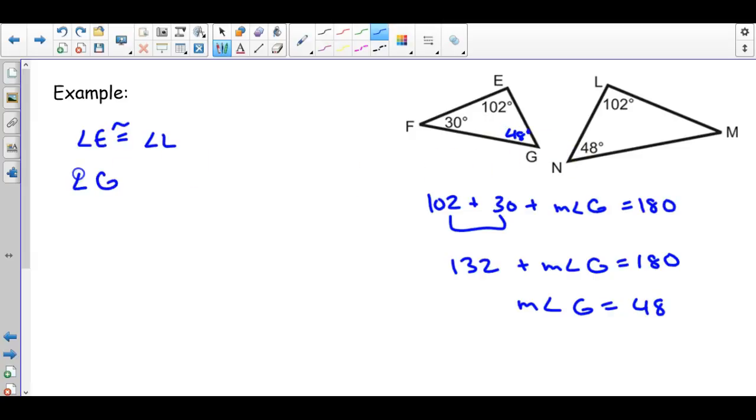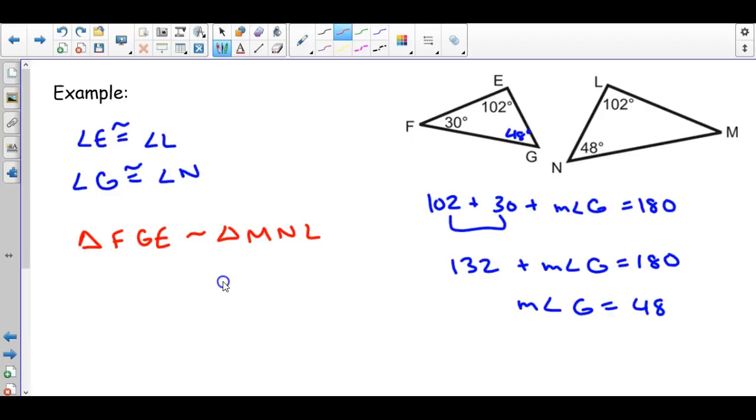So I now know that angle G is congruent to angle N. Therefore, F would be congruent to M. And because I have my angle-angle similarity, I could say that triangle, and you can name this however you like, we'll go smallest to largest, so triangle FGE is similar to triangle, again smallest to largest, MNL. And you would say that those two triangles are similar by angle-angle, and that's all you would need to support.